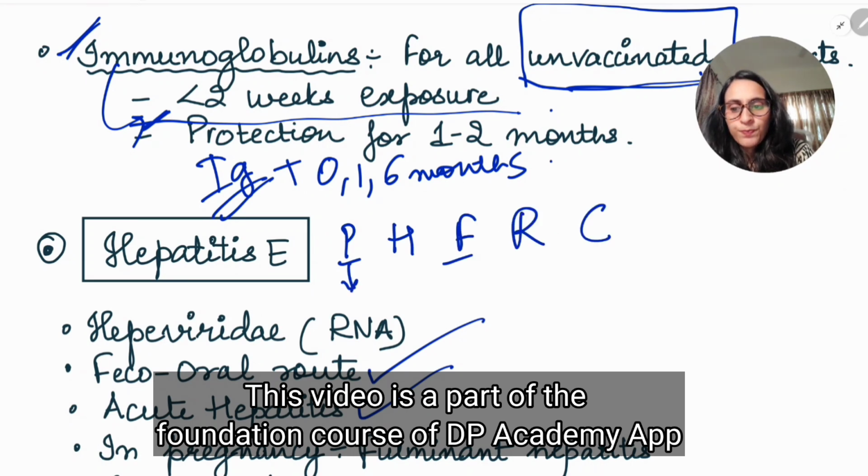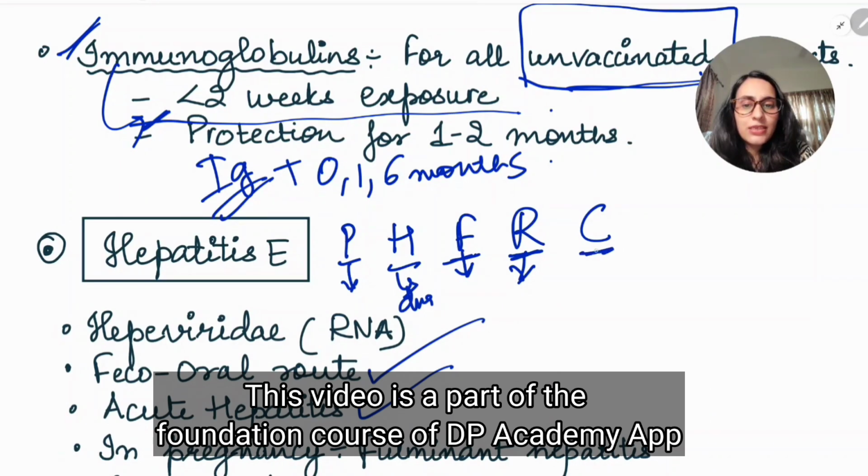Hepatitis A belongs to Picornaviridae. Hepatitis B belongs to Hepadnaviridae, so it has the DNA word in it. Hepatitis C belongs to the Flaviviridae family, and hepatitis D relies on hepatitis B. And E is Caliciviridae. So hepatitis E actually belongs to Caliciviridae, but nowadays it is said to come under the family Hepeviridae, which is again RNA. Only hepatitis B is DNA. Apart from that, all the hepatitis viruses are RNA.